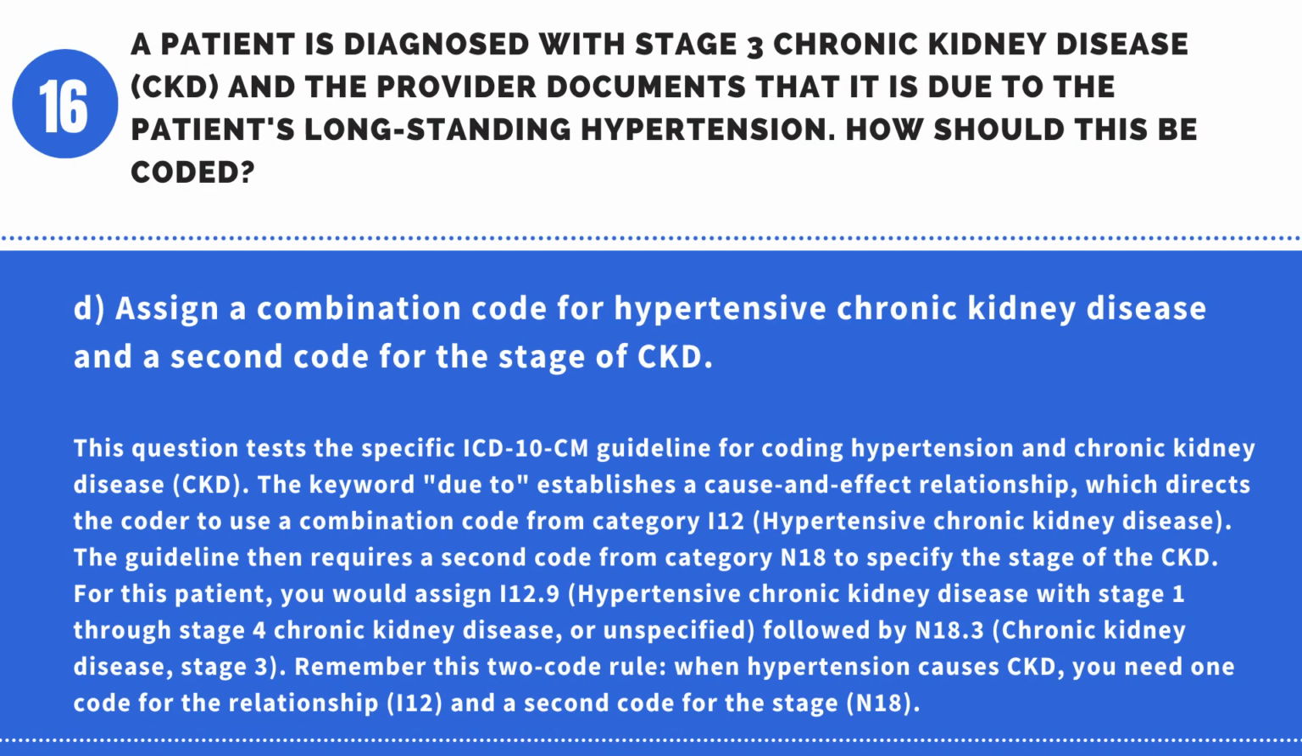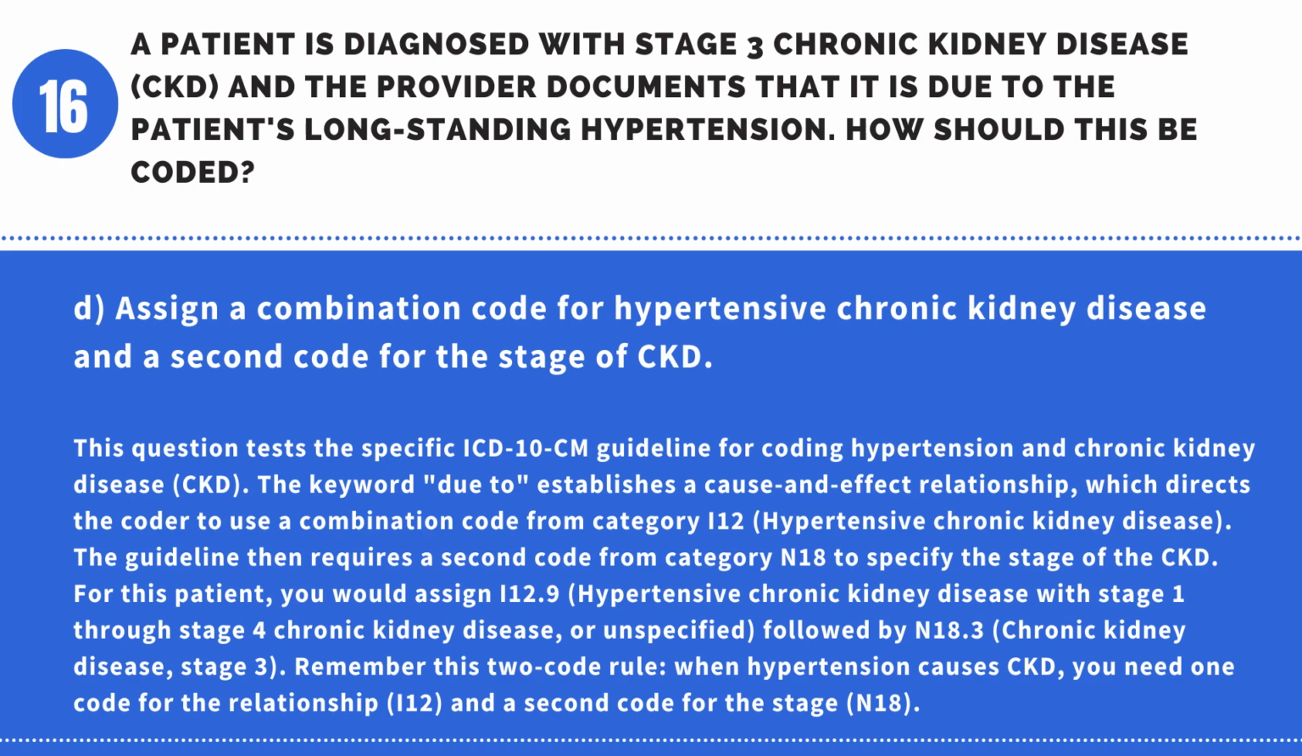Answer: D. Assign a combination code for hypertensive chronic kidney disease and a second code for the stage of CKD. This question tests the specific ICD-10-CM guideline for coding hypertension and chronic kidney disease, CKD. The keyword due to establishes a cause and effect relationship, which directs the coder to use a combination code from category I12, hypertensive chronic kidney disease. The guideline then requires a second code from category N18 to specify the stage of the CKD.